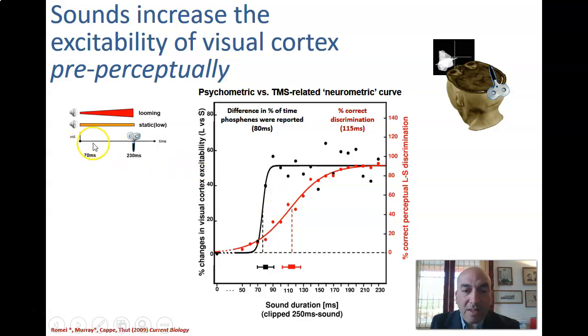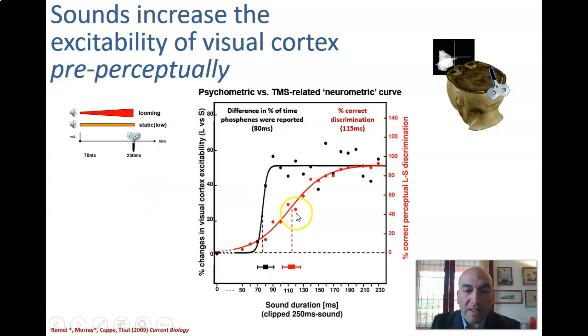That is, the sounds need to be 115 milliseconds to achieve equal probability of reporting it as looming versus stationary. By contrast, the neurometric function, that is, when the sounds change reliably the excitability of visual cortices, differs between looming and stationary sounds when the sounds are 80 milliseconds in duration. The interpretation of this is that the visual cortex, in this case, the primary visual cortex, is able to differentiate looming versus stationary sounds before we are in a perceptually meaningful way.